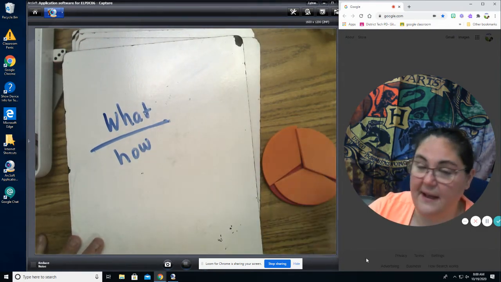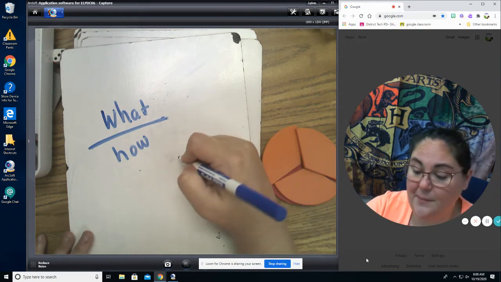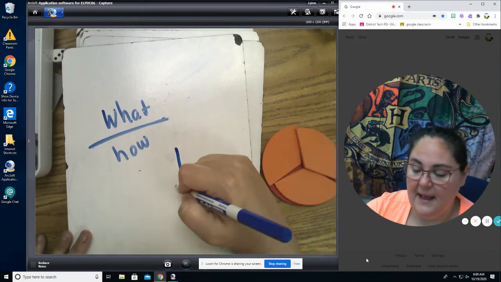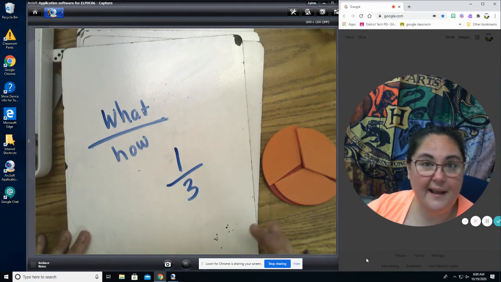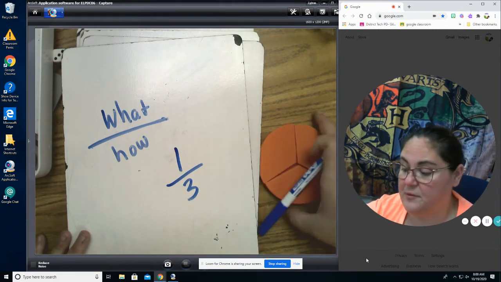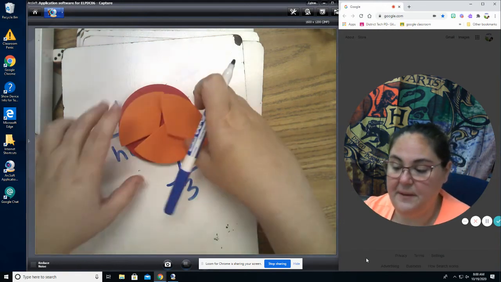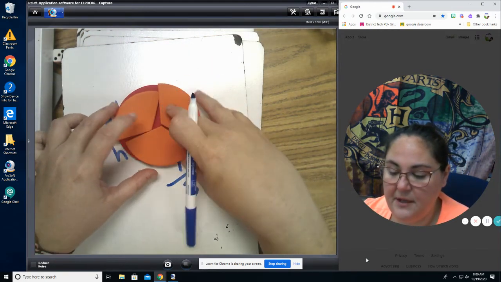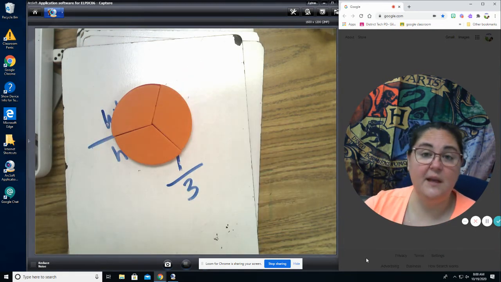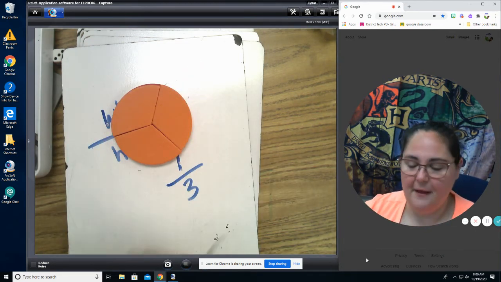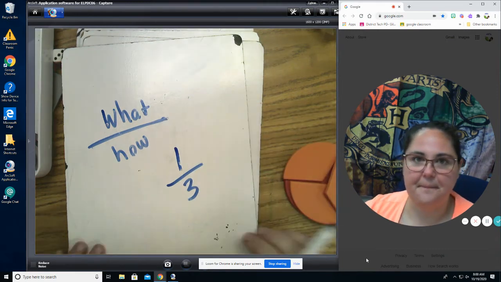So what am I dividing? I'm dividing one pizza. How am I dividing it? I'm dividing it by 3 people. So my answer for this specific story problem would be 1/3. I have one pizza divided by 3 people, my mom, me, and Lincoln. That means that we each would get 1/3 of a pizza. Pretty easy way to think of it.